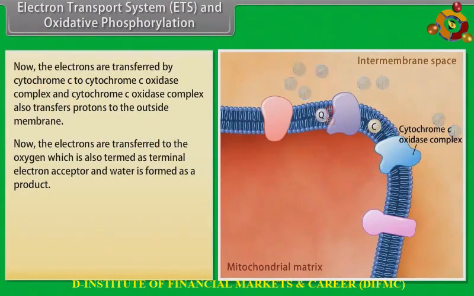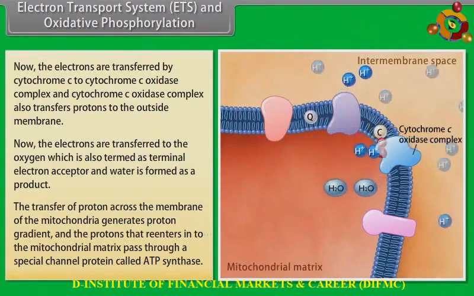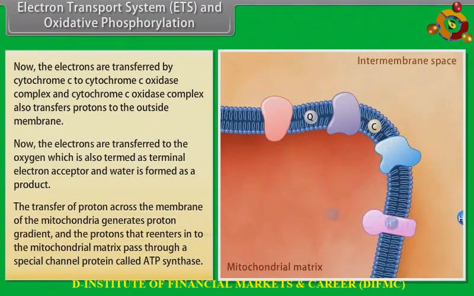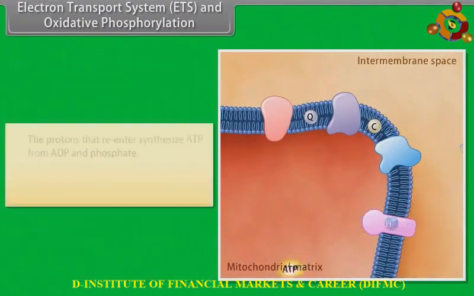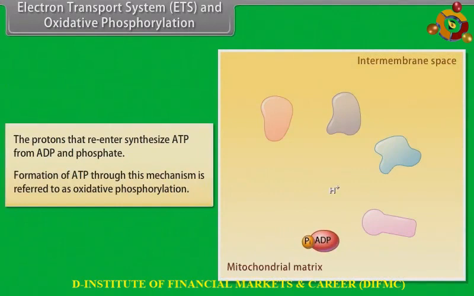Now the electrons are transferred to the oxygen, which is also termed as terminal electron acceptor, and water is formed as a product. The transfer of protons across the membrane of the mitochondria generates a proton gradient, and the protons that re-enter the mitochondrial matrix pass through a special channel protein called ATP synthase. The protons that re-enter synthesize ATP from ADP and phosphate. Formation of ATP through this mechanism is referred to as oxidative phosphorylation.